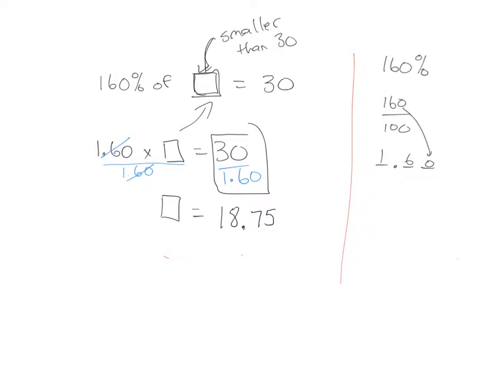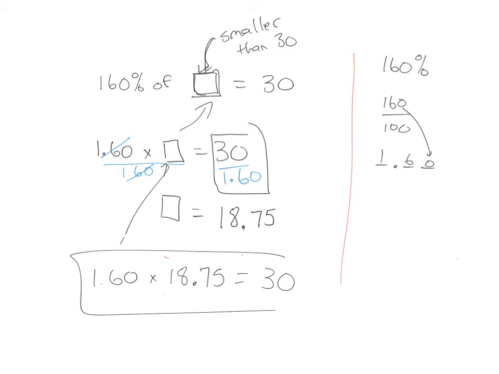That is the answer, and it makes sense. I was expecting a number less than 30, and you can see I got 18.75. If you ever wanted to check your answer, you could simply go 1.60 times that box, which we now know is 18.75, and it should equal 30 if I did this correctly. So you can always check your answer to know if you did it correctly.